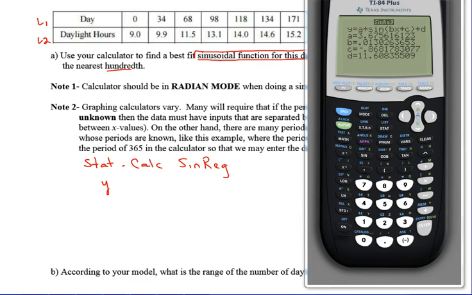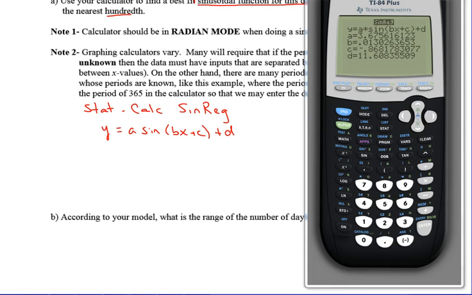My general equation is y equals a sine of bx plus c plus d. And then all I need to do is substitute the values for a, b, c, and d into the equation. And remember, we're rounding to the nearest hundredth. So y equals 3.68 sine of 0.01x minus 0.87, and then the d value is plus 11.61. All those values came from the a, b, c, and d on the graphing calculator.